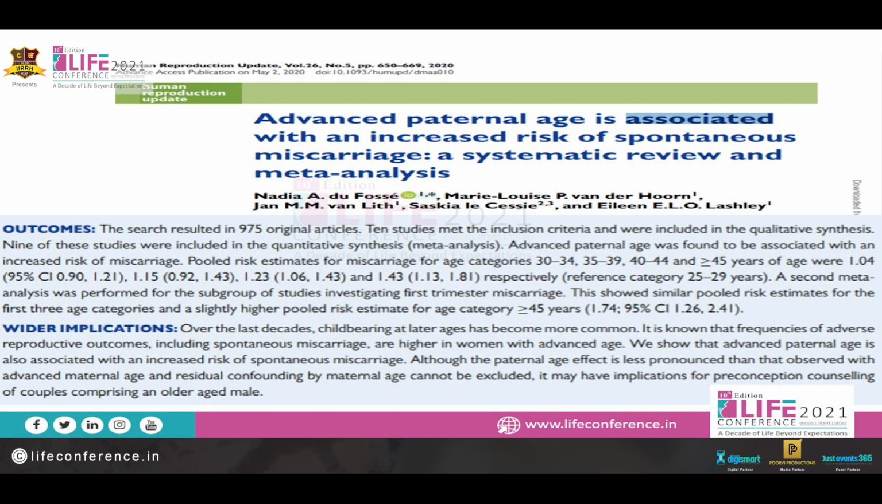And looking at this, advanced paternal age is associated with an increased risk of spontaneous miscarriage, which is a systematic review and a meta-analysis, and therefore, one has to look at whether we need to inform the father as well, that because he is aged, there could be abnormalities, because it is always blamed on the woman that it is her fault that the baby is abnormal.